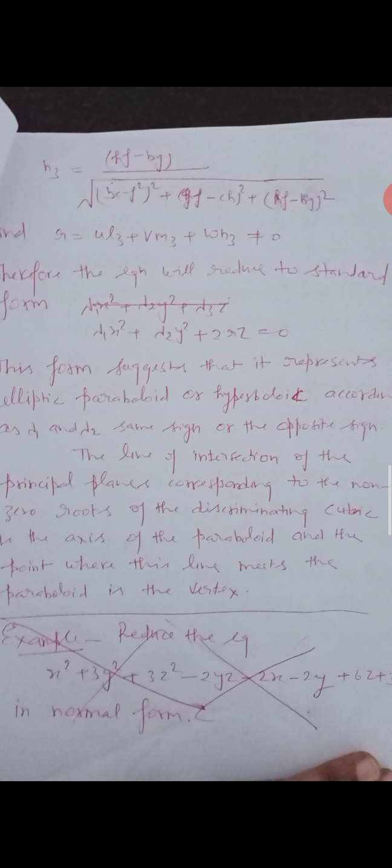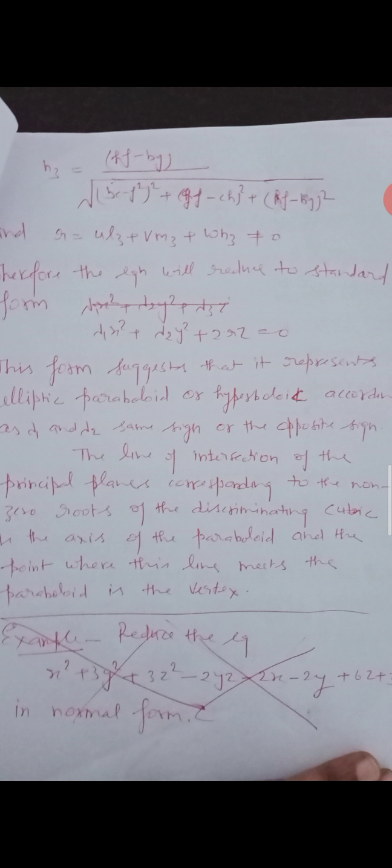The line of intersection of the principal planes corresponding to the non-zero roots of the discriminating cubic is the axis of the paraboloid, and the point where this line meets the paraboloid is the vertex.